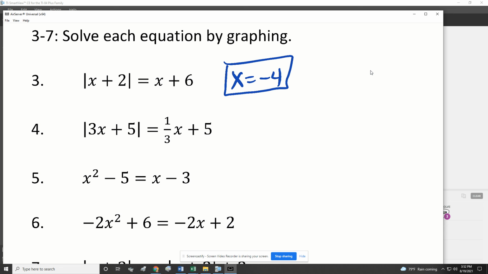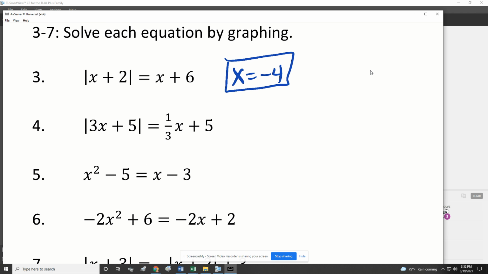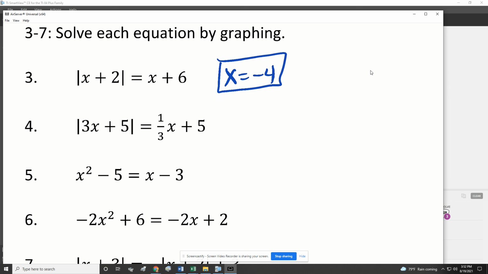Okay. So if you forget steps, just look at that other sheet. It tells you what to do for all of 3 through 7, and it tells you everything to do for all of 8 through 12. Okay. So this is your assignment for the day.